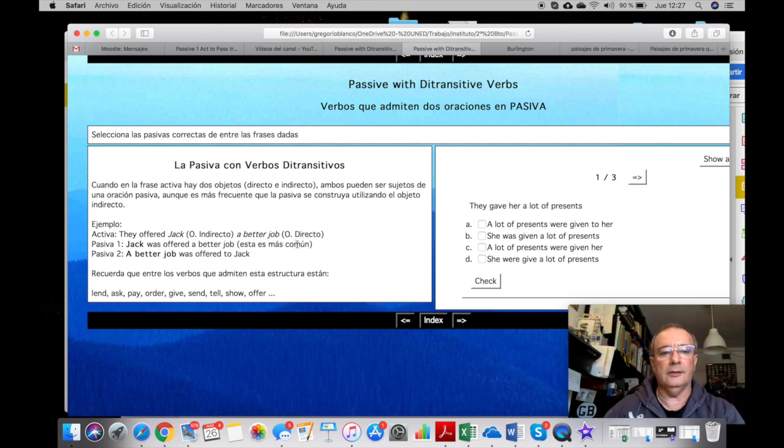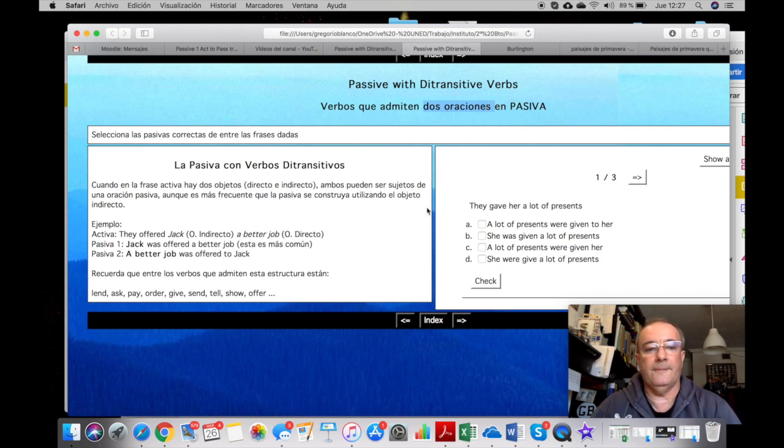Okay, here on the left you get the explanation, the presentation about the transitive verb passive voice. You get the example here that we have seen before, similar ones, okay? And this is the list of possible verbs that might have this situation. In this kind of exercise, you get two options. You have to choose the two sentences in the passive voice which are correct.